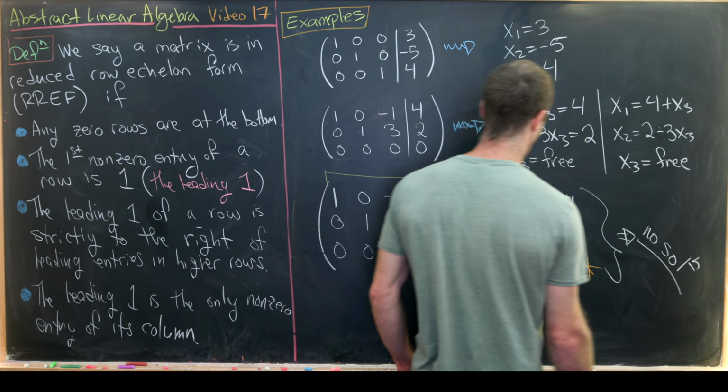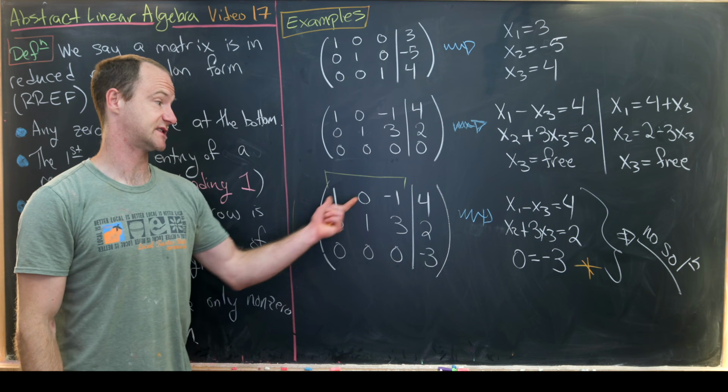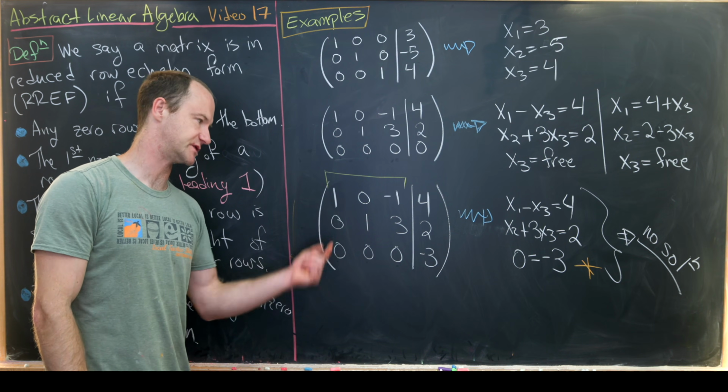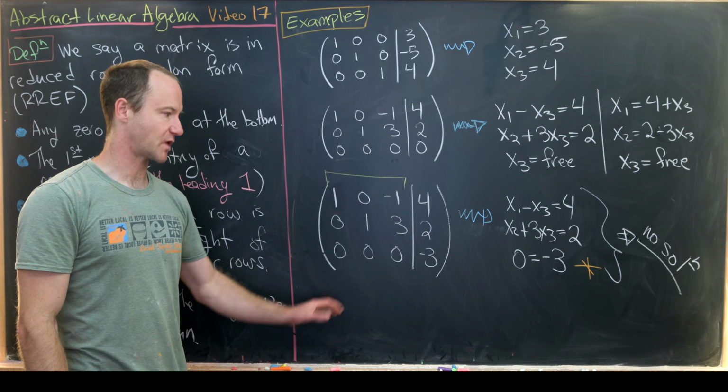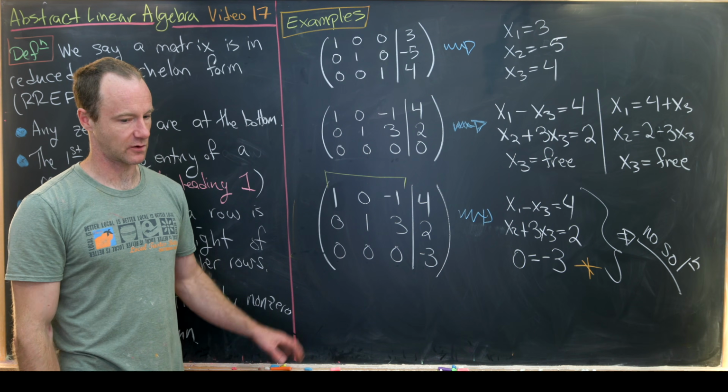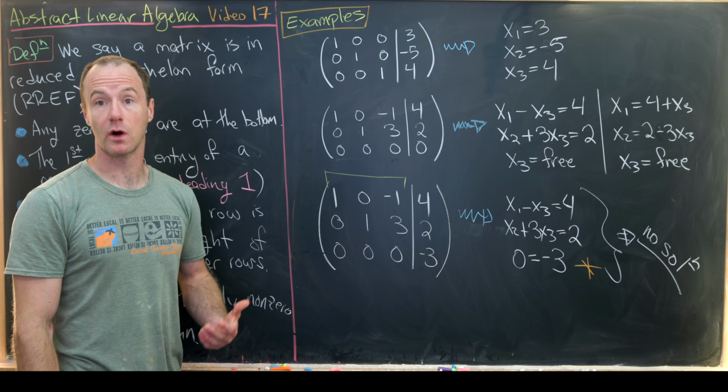So in other words, there's no solution to this system of equations that would reduce to this following augmented matrix in reduced row echelon form. Okay, so let's clean this up and then work through an example.